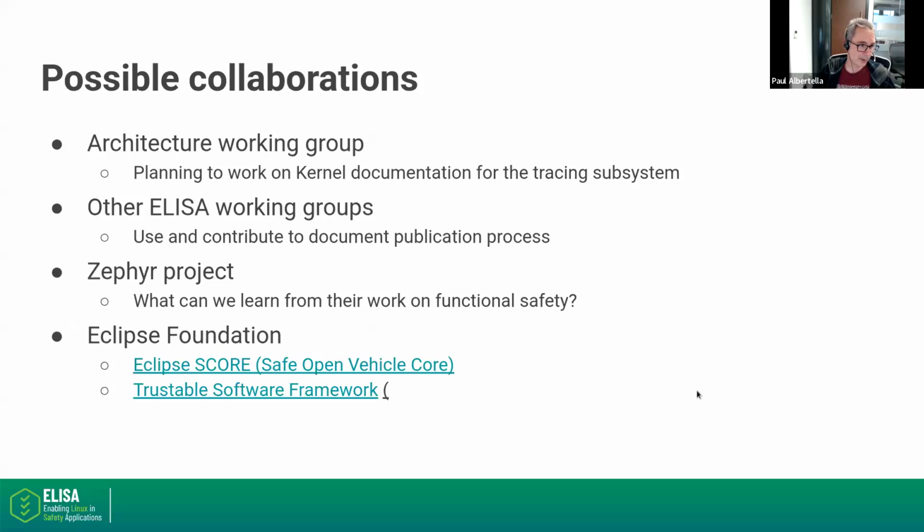We'd like to collaborate with other parts of ELISA as well. So the architecture working group are planning to work on some kernel documentation for the tracing subsystem, which I'm sure Gab will talk about, and would be happy to help out with that. We'd like the other working groups to use this document publication process so they can get their own little sub websites up with their documentation. The Zephyr project has done some work on functional safety, and it'd be really good to learn what they've done there and how we can apply that in ELISA.